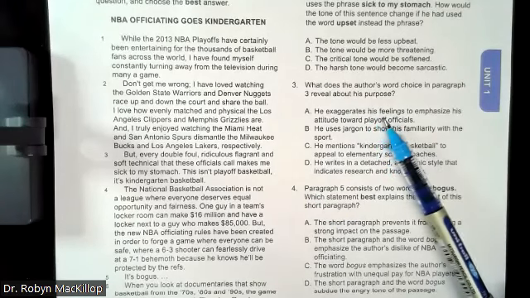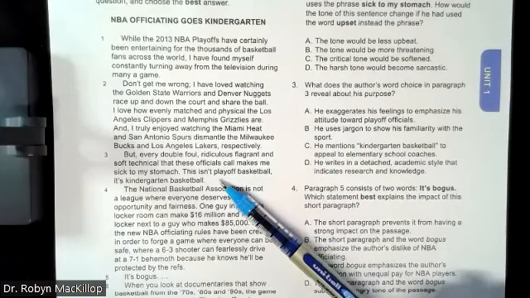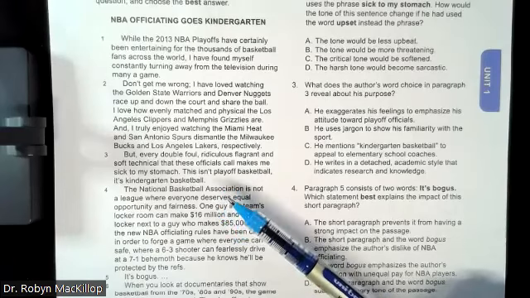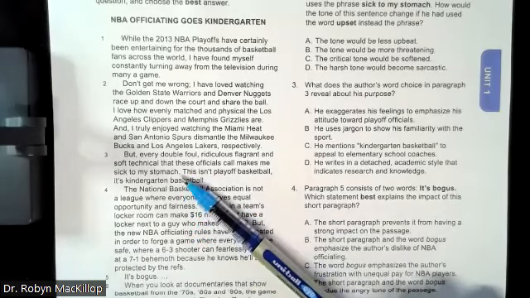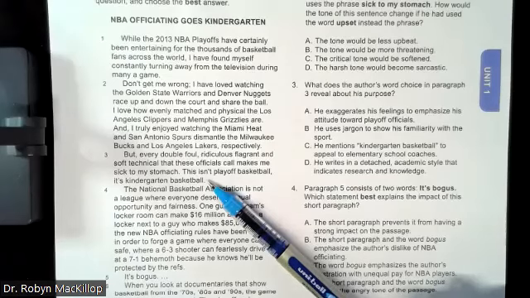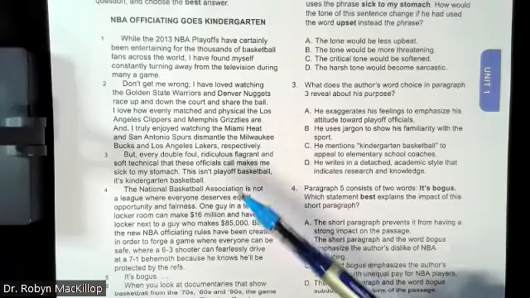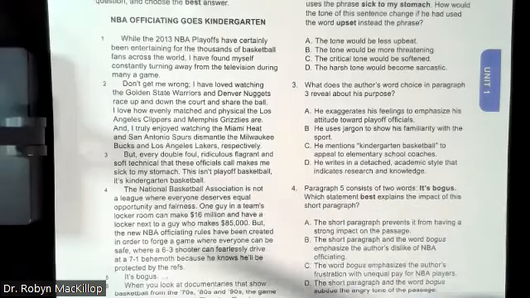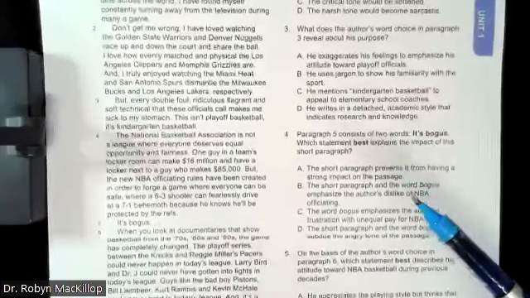He exaggerates his feelings to emphasize his attitude. Makes me sick to my stomach. Do you think he really got sick to his stomach? No. Too much. No. He's so extra. He's so extra to explain. Exactly. It's over the top. This poor man, he wasn't sick. He wasn't throwing up. He was just, oh, it makes me sick to my stomach the way they called those plays. All right, dude, we get it. You're mad. And that's exactly it. So A, he exaggerates his feelings.